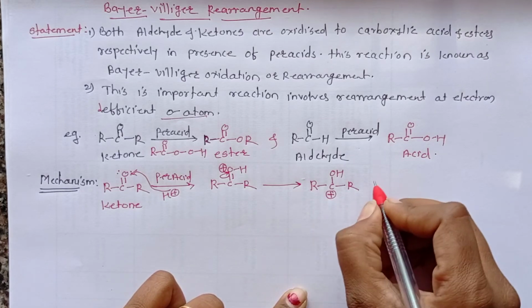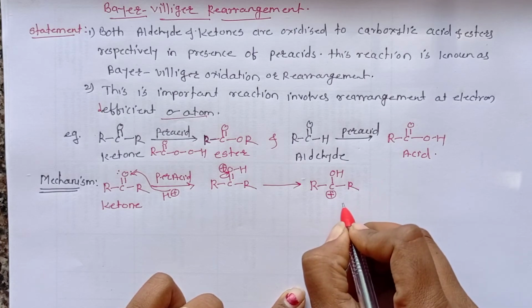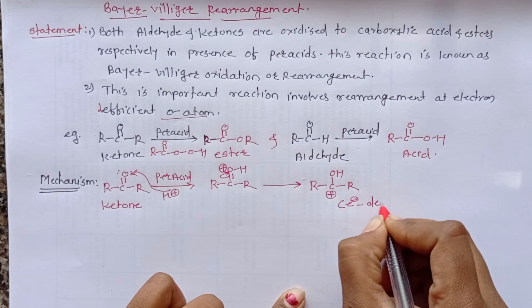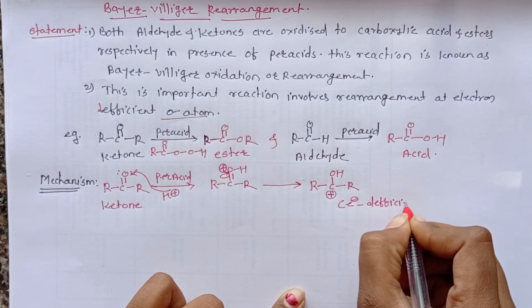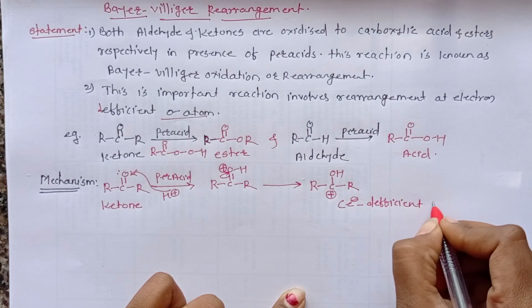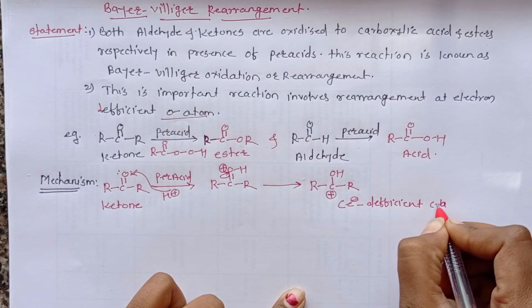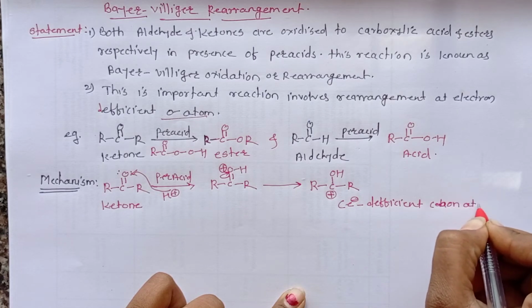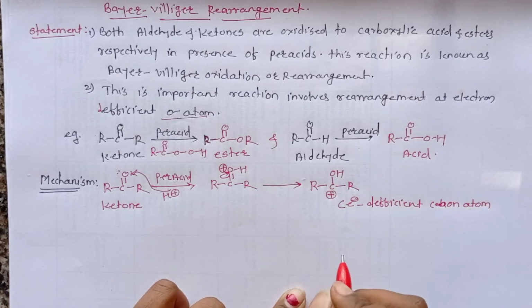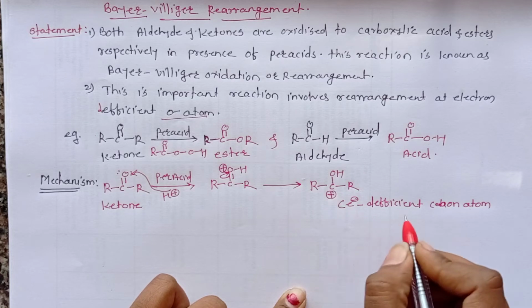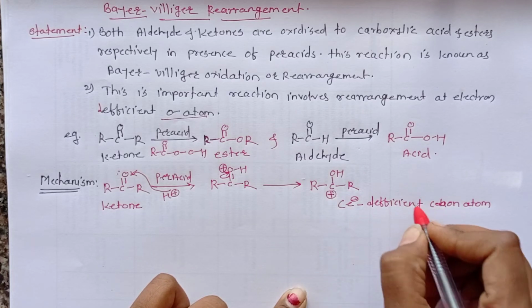So this carbon is called electron deficient carbon atom. Why? Because of the formation of the carbocation.